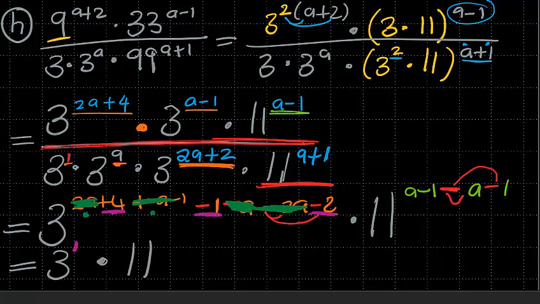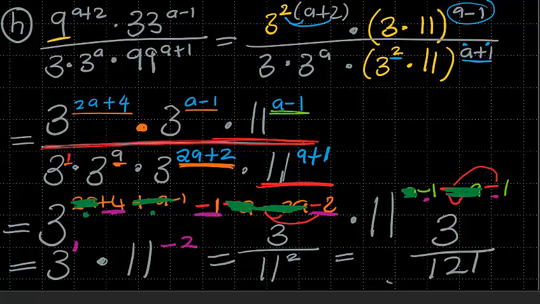Multiplied by 11. What do I have on the 11? I am going to say a minus a gives me 0. And then I'm going to say minus 1 is minus 2. So if I write this as having no negative exponents, I have got 3 over 11 squared. Now 11 times 11 is equal to, hold on, 121. So my answer is going to be 3 over 121 as my final answer. Okay.